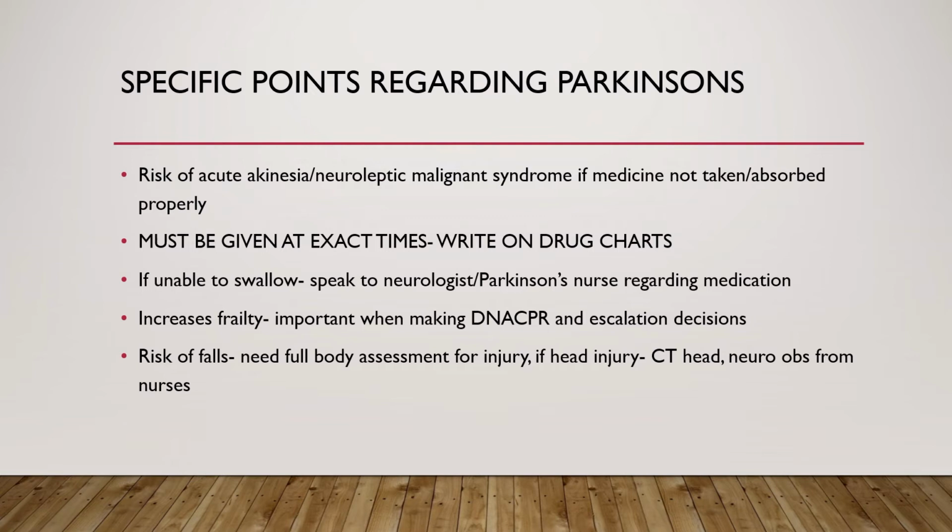And furthermore, patients with Parkinson's, of course, have an increased risk of falls. And when they do have falls in hospital, they need to have a full body assessment for injury. This is what you can do as an F1. If they have a head injury, you can request a CT head for them and request the nurses to do neurological observations for them until the CT head has been done and an intracranial bleed has been ruled out.